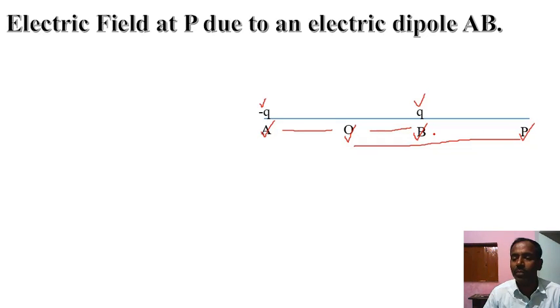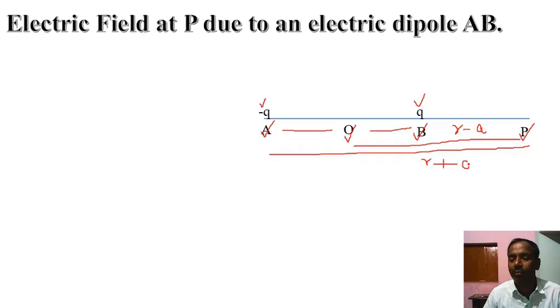Therefore, this one will be r minus a. And AP equal to r plus a. So we find out what is the electric field at P due to the dipole.